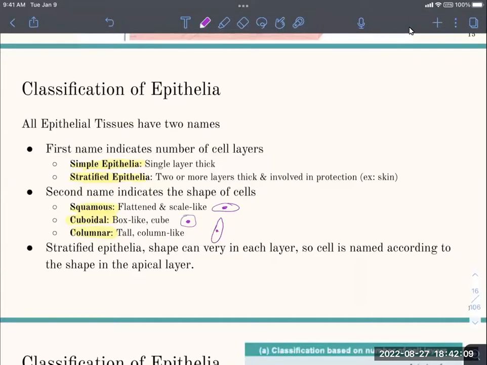Epithelial tissue is named for the type of cell that is found at the top. The apical layer is the layer that we use to name the type of cells. The bottom layers may look one way, and then the top layer looks a different way. We use that top layer when we're giving epithelial tissue their names.